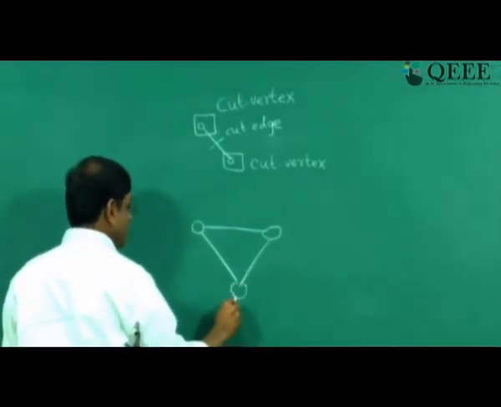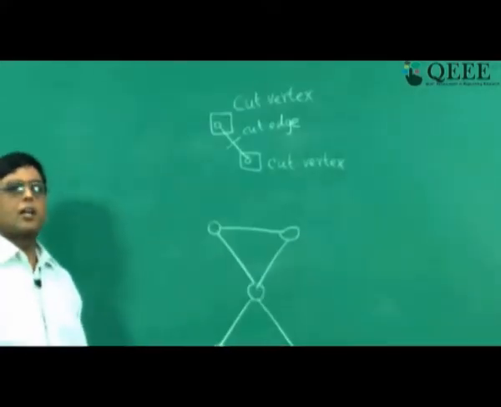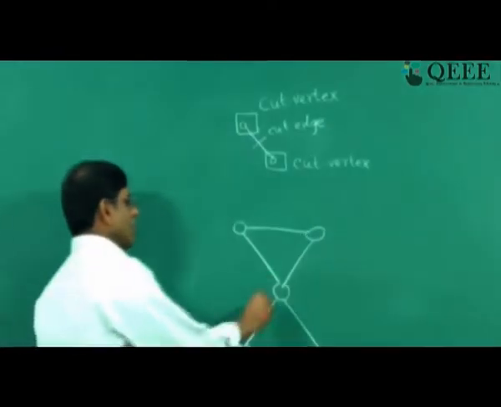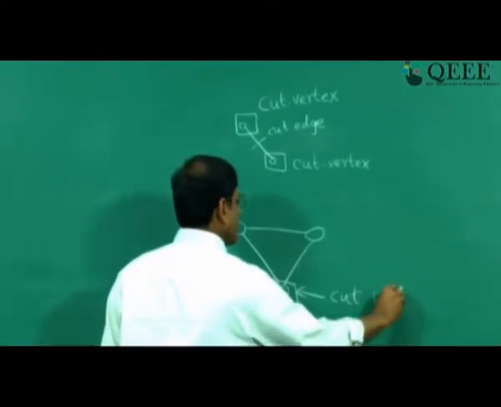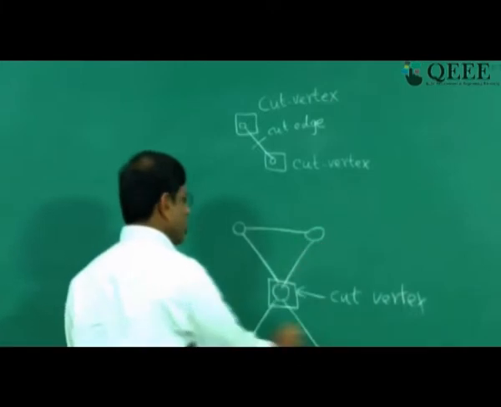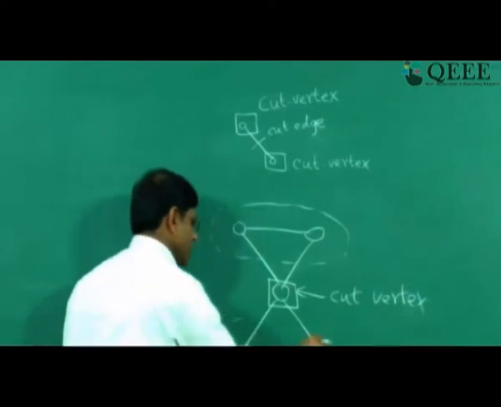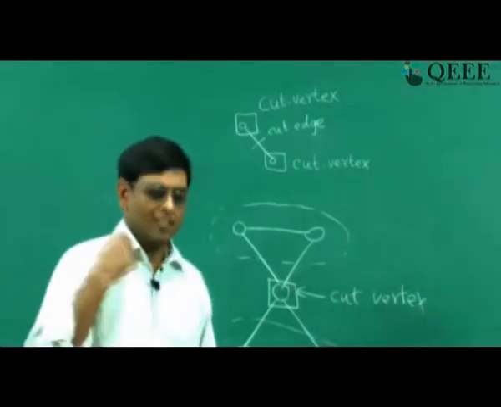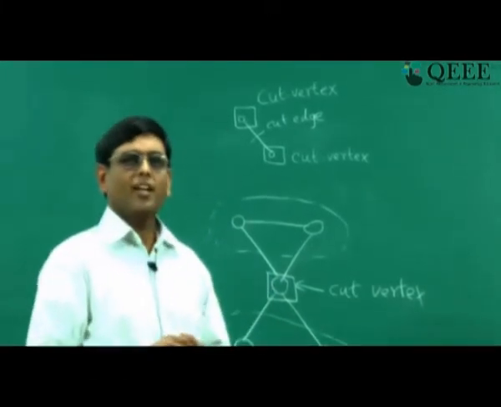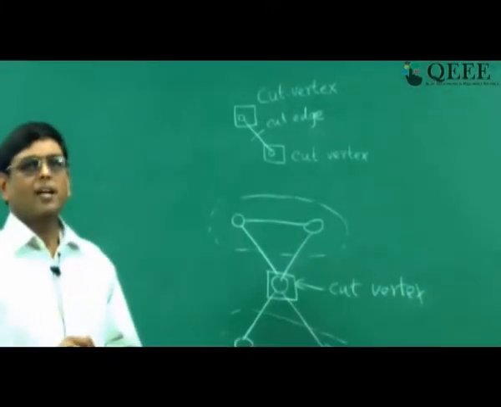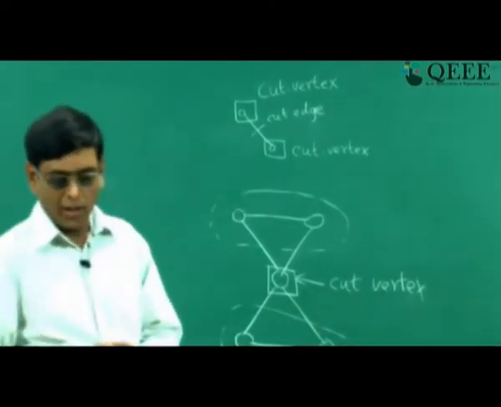Here I am giving you another graph like this. This graph has no cut edges, but this vertex is a cut vertex, because if I remove this vertex, the graph will break down into two pieces. This piece and this piece will get disconnected. So you have 5 minutes. Work in groups, and whoever finds the solution, raise your hand and we will discuss it. What is your method of finding cut vertices in a graph?